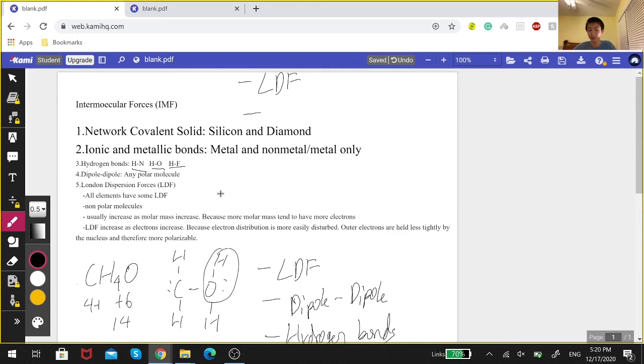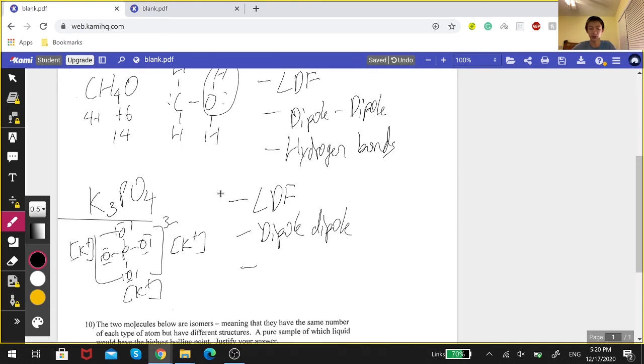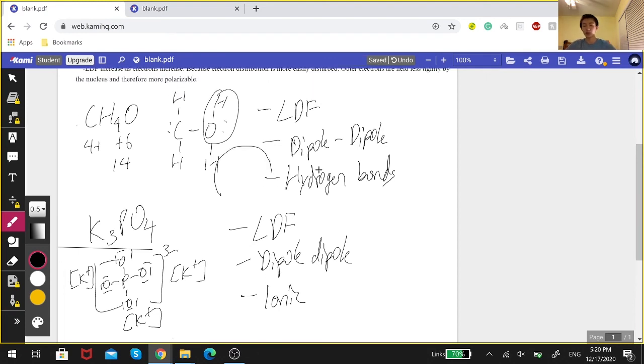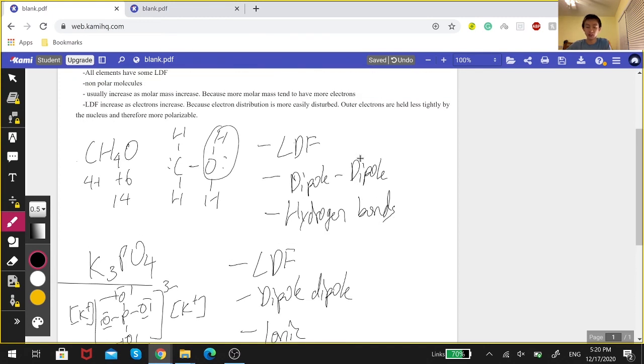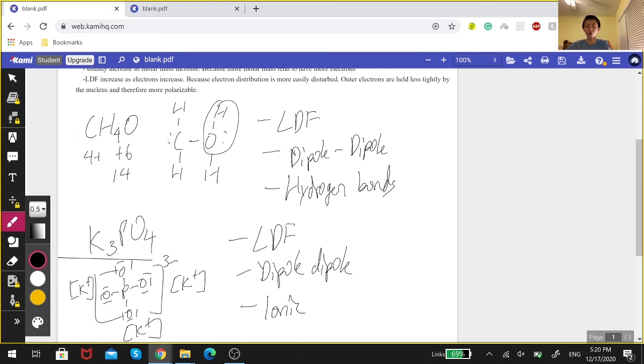Now let's look at ionic bonds. Does it contain ionic bonds? It does, because the cation and the anion are bonding together. So this one has ionic bonds. It does not contain silicon or carbon, so that's it. If we compare these two, both have 3 different intermolecular forces, but ionic bonds are stronger than hydrogen bonds. So the strongest bond in K3PO4 is stronger than the strongest bond in CH4O. That means K3PO4 will have a higher melting point, and it'll be harder to break the bond.